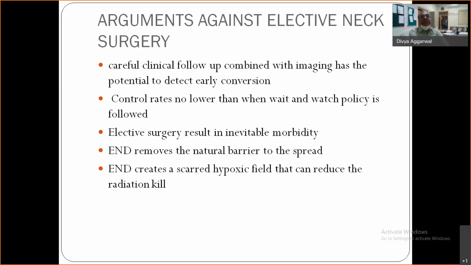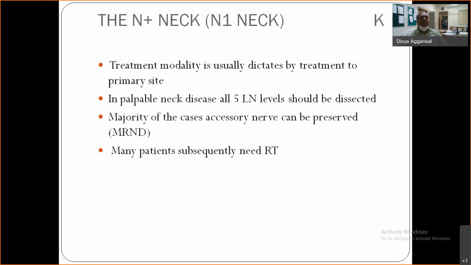And an elective neck dissection removes the natural barrier. As I said, the neck nodes in a way form some natural barriers to the spread of cancer to the body. So if you do an elective neck dissection, that natural barrier is now gone. So some would argue that distant spread would be more probable if we have gone in for an elective neck dissection. And it creates a scarred and hypoxic field and can reduce the effect of radiation. If you're going for radiation, the radiation field will be larger.